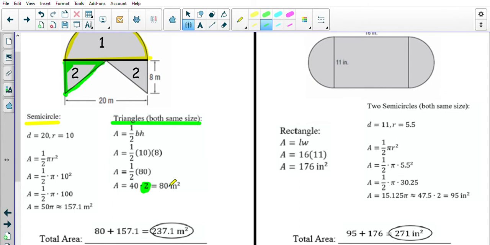So my final answer, I add the 80 to the 157.1. The two triangles are 80. The 157.1 is from the semicircle. You're going to get a total area of 237.1 meters squared.